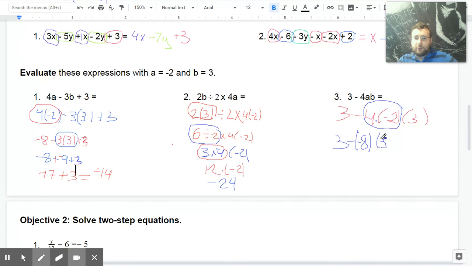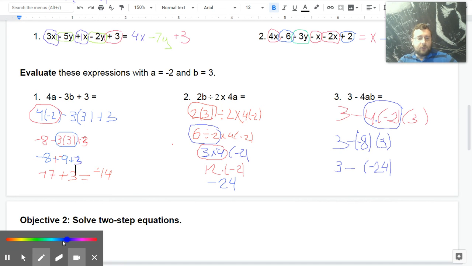You still have another multiplication to take care of here between the -8 and the 3. So let's copy that down. 3 minus (-8) times 3. Oh, so it's not -3, it's a regular 3. That actually gives you -24, because negative times positive is negative. And now we have 2 negatives next to each other, which are just subtractions. So I'm going to slash here, and it looks like I have to do 3 plus 24, which is 27.